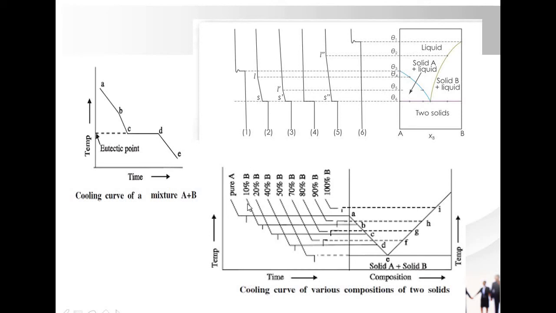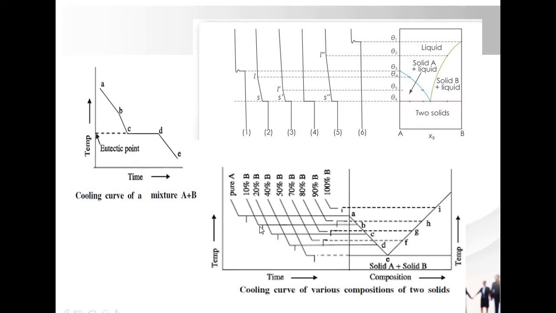The same thing is mentioned here. The rate of cooling will be continuous, and then it will come like this, and then this eutectic will be attained. Rate of cooling, and then when this point is reached, the solid begins to crystallize, and this corresponds to the freezing point of the mixture. And then what will happen?